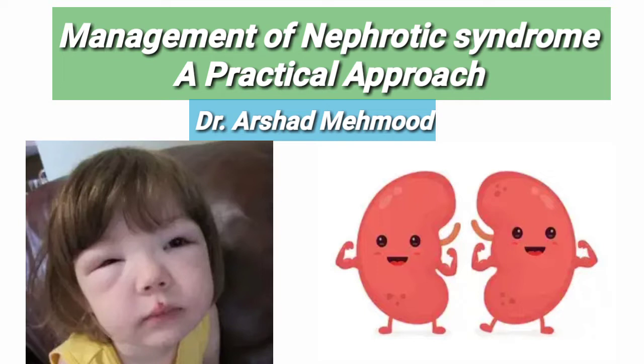Being a pediatrician, you have to manage the first episode of nephrotic syndrome. You have to manage infrequent relapsers. You have to manage frequent relapsers and even steroid dependent cases. However, when they relapse on alternate therapy, or in case of steroid resistant nephrotic syndrome, then you have to refer them to the pediatric nephrologist. Otherwise, you can manage all these cases by yourself.